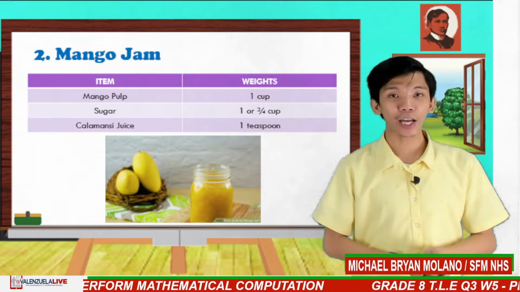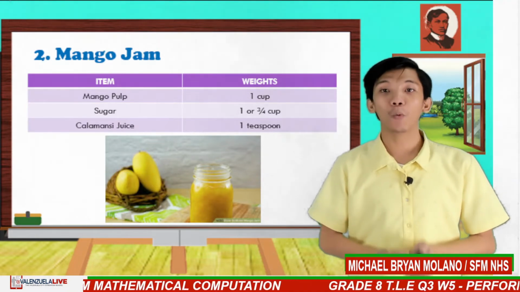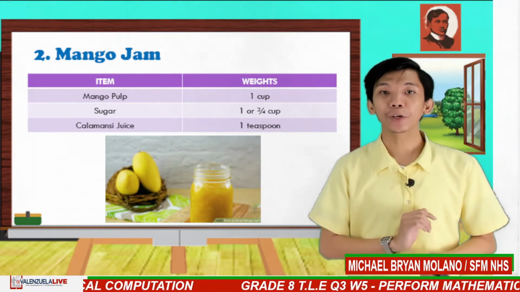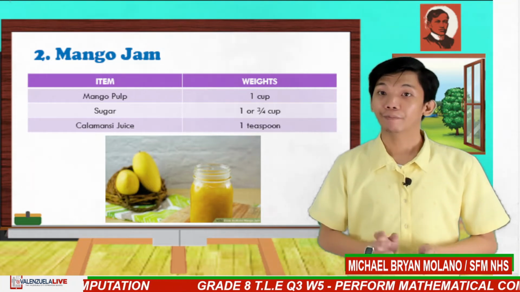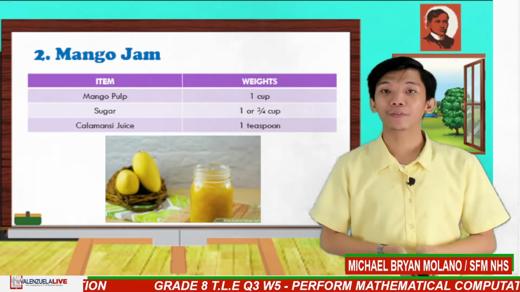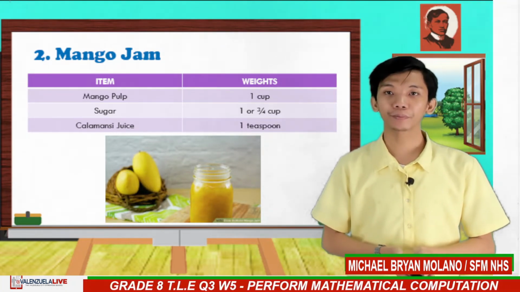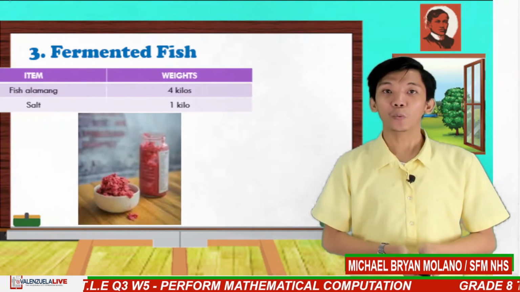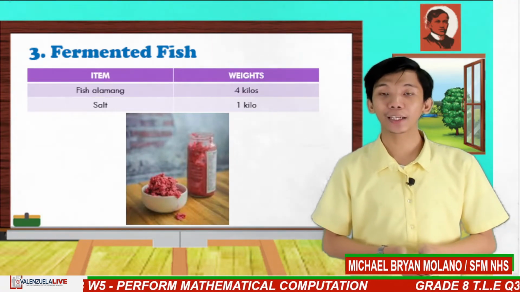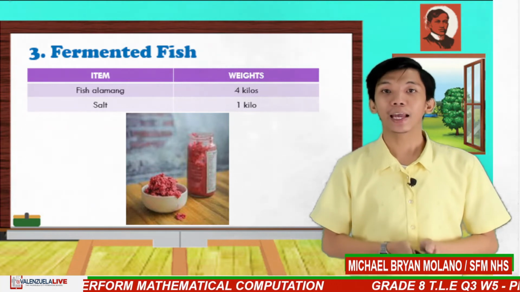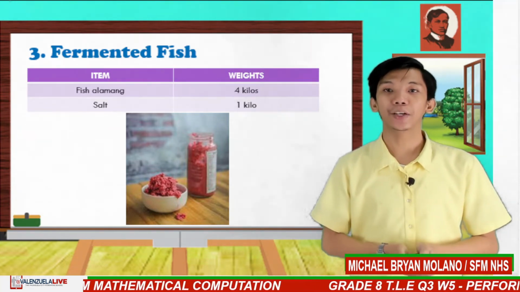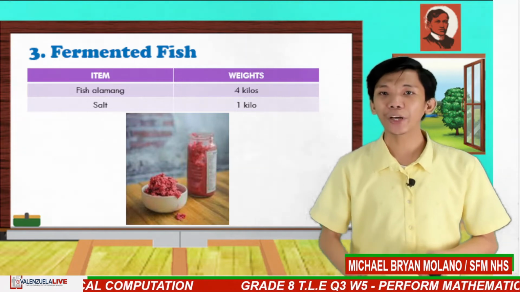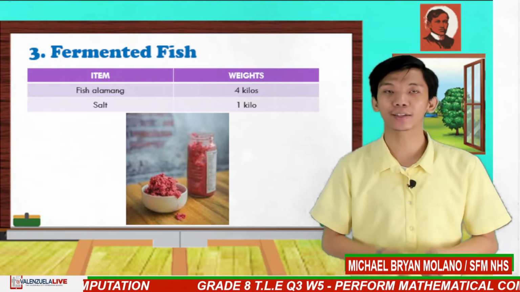In making mango jam, we will need 1 cup of mango pulp, 3/4 cup of sugar, and 1 teaspoon of calamansi juice. In making fermented fish, we will need fish alamang that is 4 kilos and a kilo of salt. And remember, for every cooking process that we will do, we can avoid having spoilage or rejects.